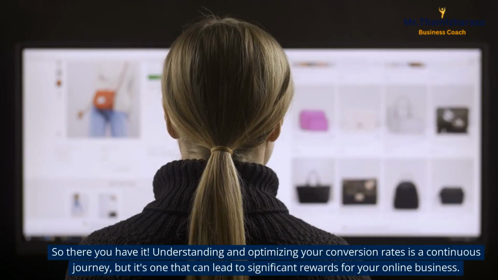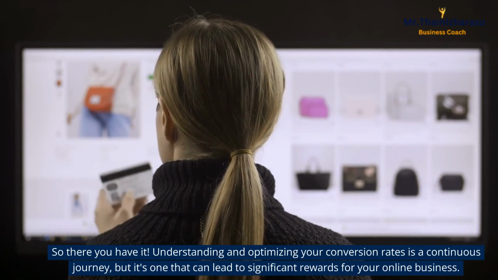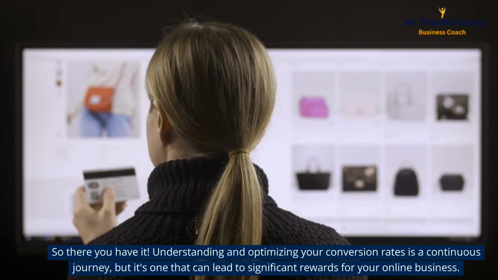So there you have it. Understanding and optimizing your conversion rates is a continuous journey, but it's one that can lead to significant rewards for your online business.